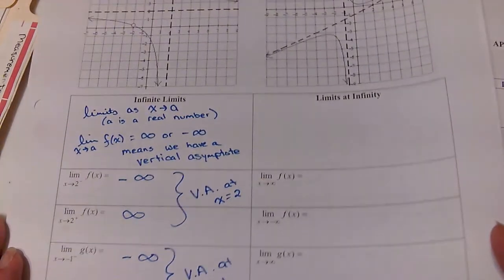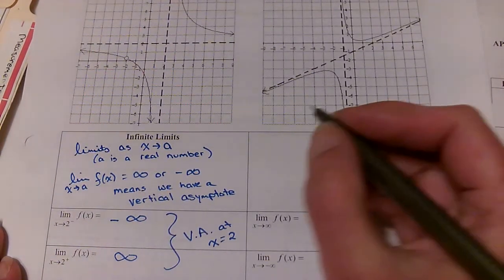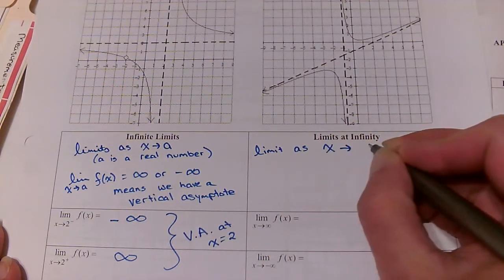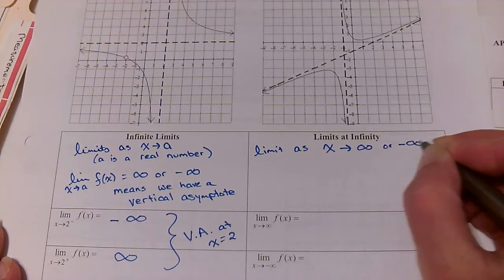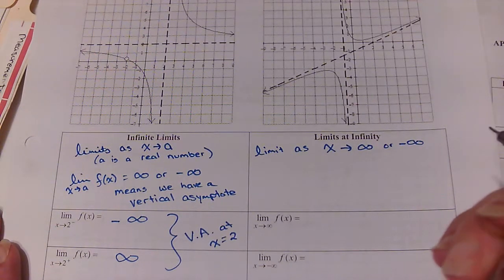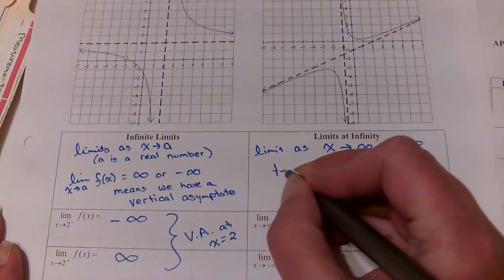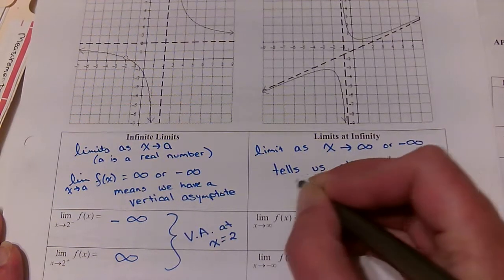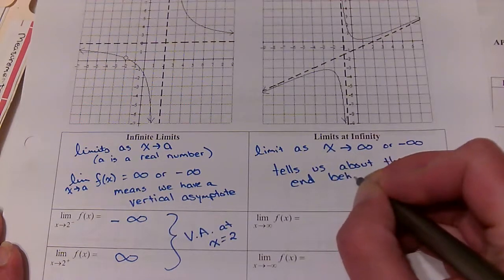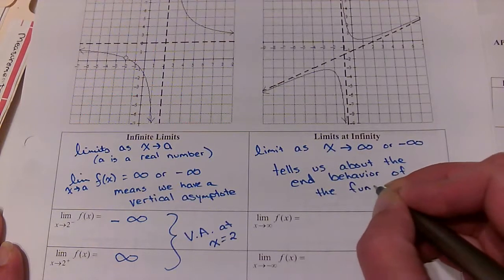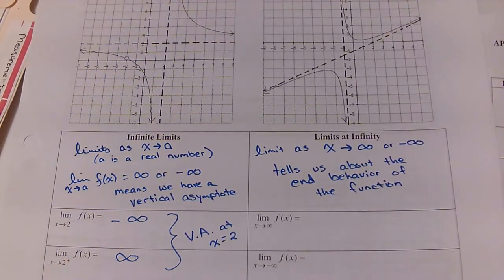Now, conversely, when we're looking at limits at infinity, this is a limit as x approaches infinity or negative infinity. Instead of looking at it approaching a number, we're looking at infinity or negative infinity. And this tells us about the end behavior of the graph, or of the function. And there's a lot of different things that can happen at the end of a graph. So let's look at it.